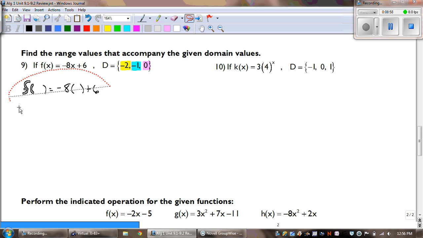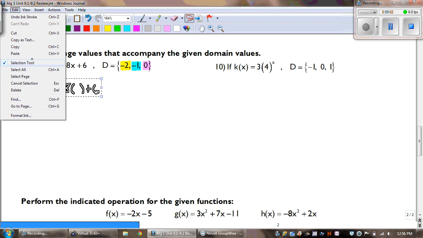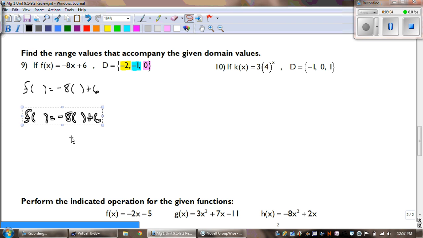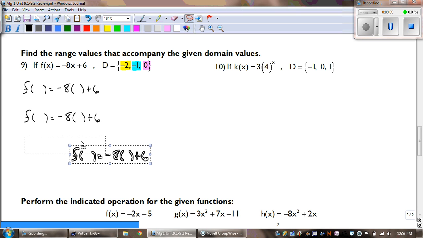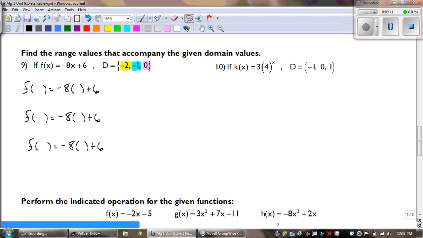So you're going to rewrite this 3 times and plug in. So edit, copy, edit, paste. Edit, paste. There we go. Okay, so the first time we do it, we're going to plug in -2, then we're going to plug in -1, and then we're going to plug in 0.